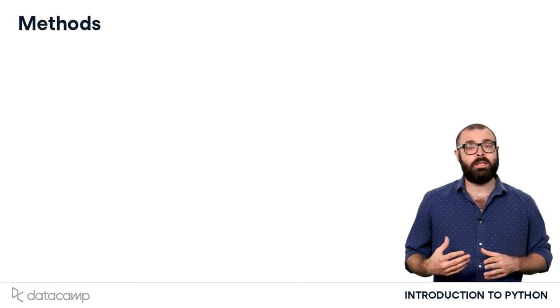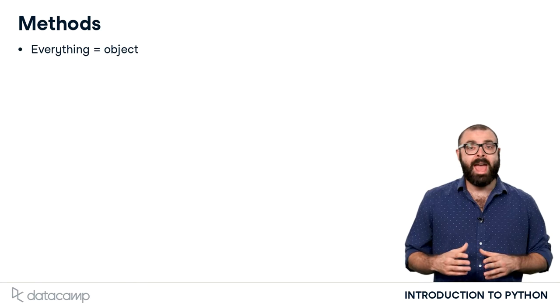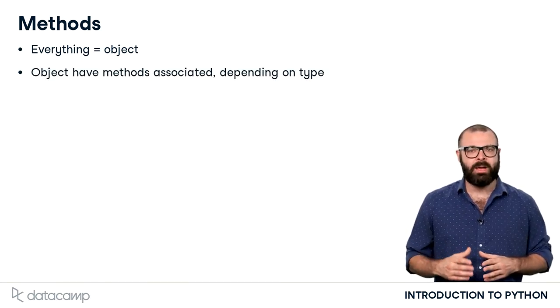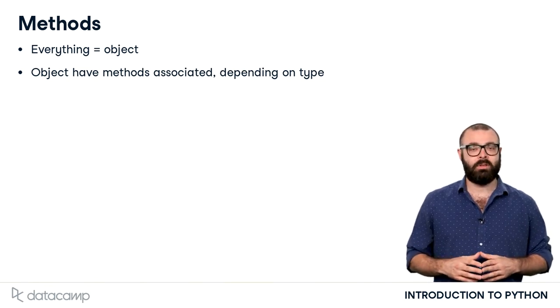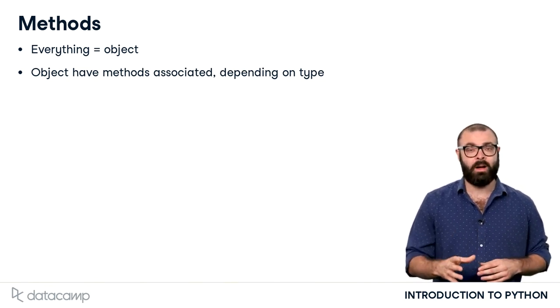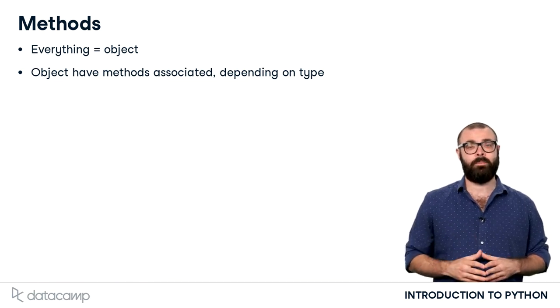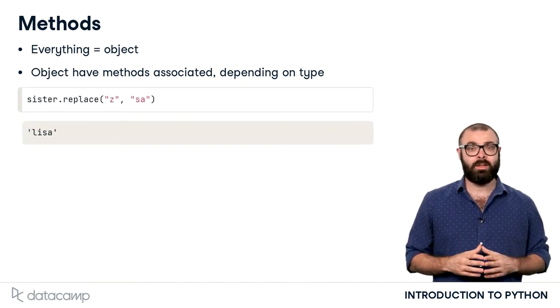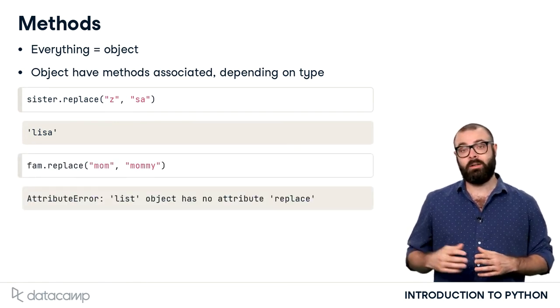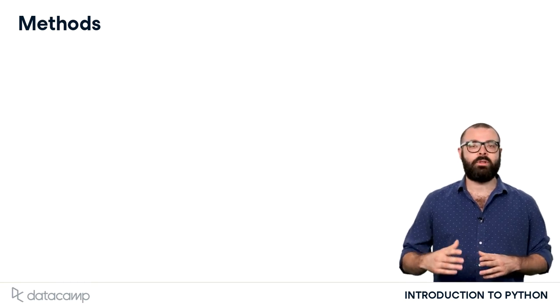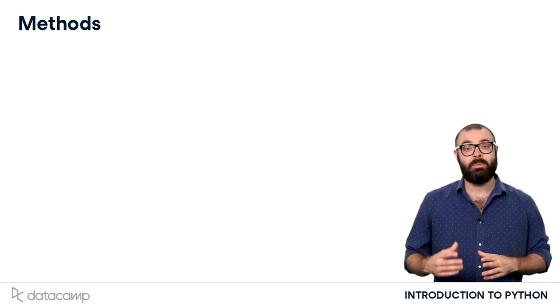To be absolutely clear, in Python, everything is an object, and each object has specified methods associated. Depending on the type of the object, list, string, float, whatever, the available methods are different. A string object like sister has a replace method, but a list like fam doesn't have this, as you can see from this error.